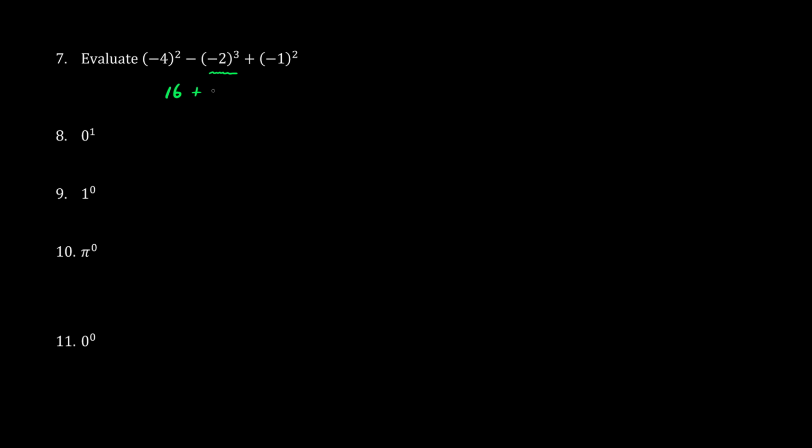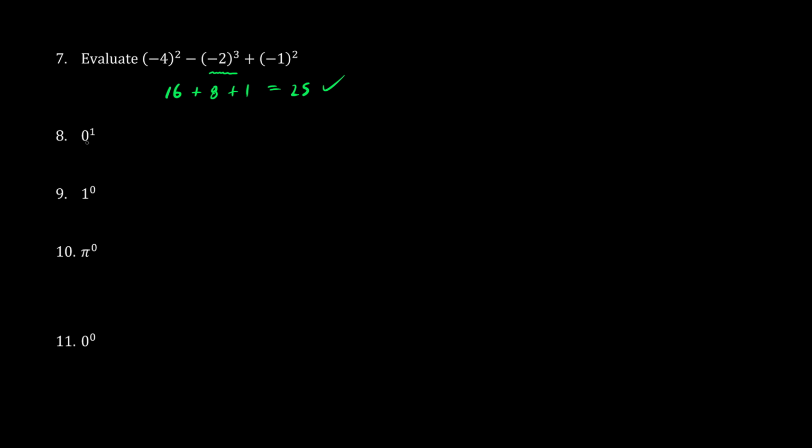What's 2 cubed? 2 to the exponent 3 is 8. And we're adding this term here, negative 1 squared. Negative 1 times negative 1 is 1. So we're adding 1. So 16 plus 8 is 24, plus 1 is 25.